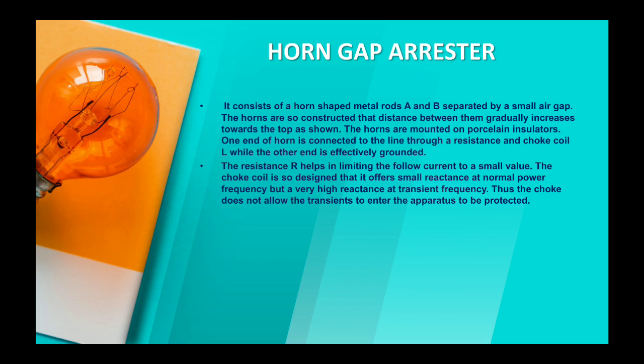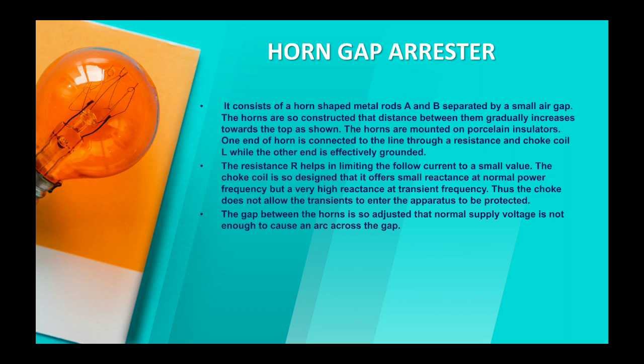But when the transient frequency has come, then the reactance is very high, so it limits the huge amount of current. Thus the choke does not allow the transient to enter the apparatus, and the apparatus is protected.